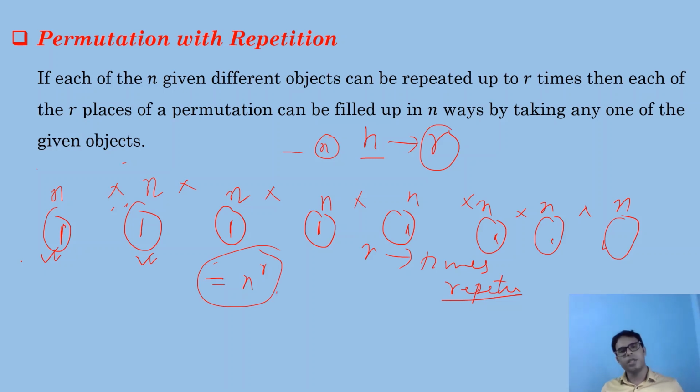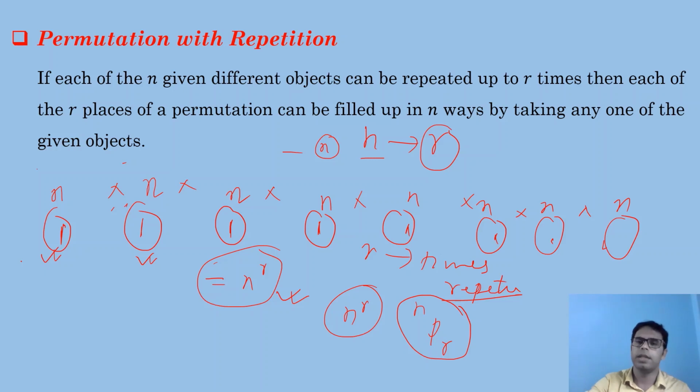So this is also permutation, but when you are repeating the objects, then you should use the n to the power r formula. But when you are not repeating the objects, then you should use the nPr formula. Is that clear? Here n is the number of objects provided and r is how many times you can repeat the objects, that is the number r. So I think it is clear to you.